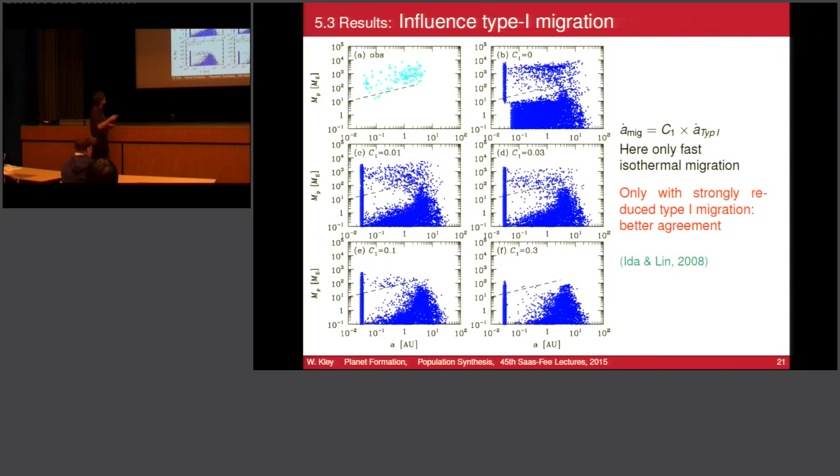Okay, that's the whole point. So this one here only factors 100 times slower than the classic type 1. This gives roughly the agreement here. Okay. So from that you could learn, which is I think a very important ingredient here, that the typical standard theory of planet migration could not be the correct one. Then you would lose all the planets into the sun.